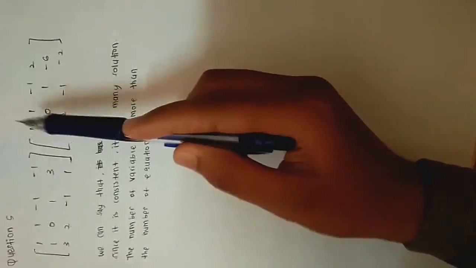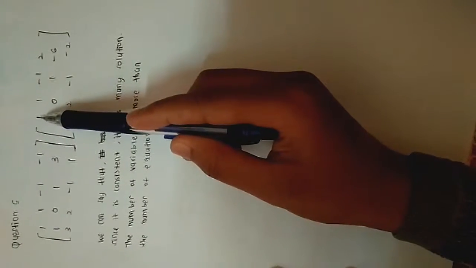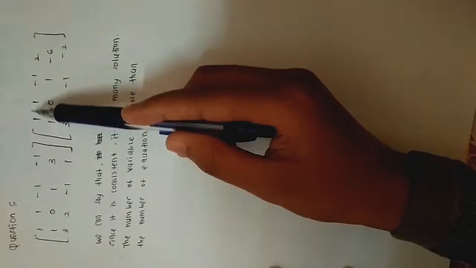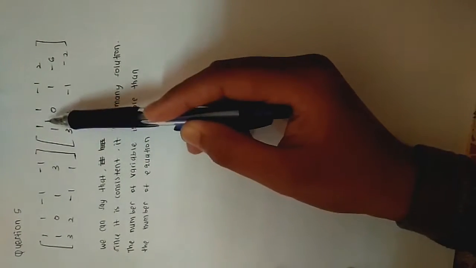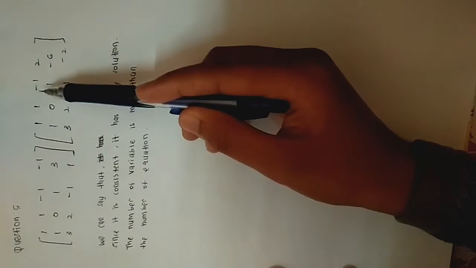And the second system also has 4 variables. The number of variables is more than the number of equations. Then it is dependent, and it has many solutions.